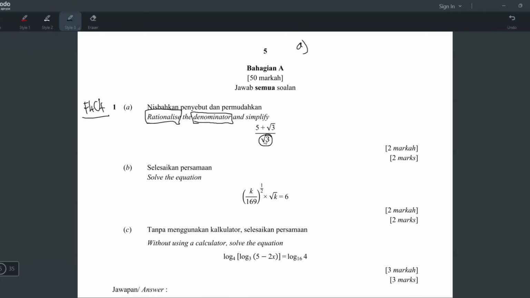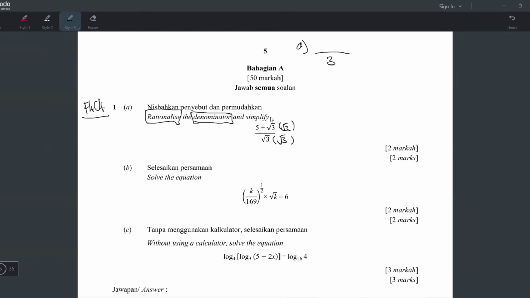So macam mana nak hilangkan square root dekat bawah ni? You have to multiply with the conjugate surd. So now dia punya bawah is square root 3, so the conjugate surd will be square root 3 also. So you darab dengan square root 3, and after you do that, make sure atas pun darab benda yang sama, and then after you darab, automatic your square root akan hilang. Okay, so I'll just write it here. Square root 3 times square root 3 is 3 lah. So you sudah berjaya hilangkan square root kat bawah.